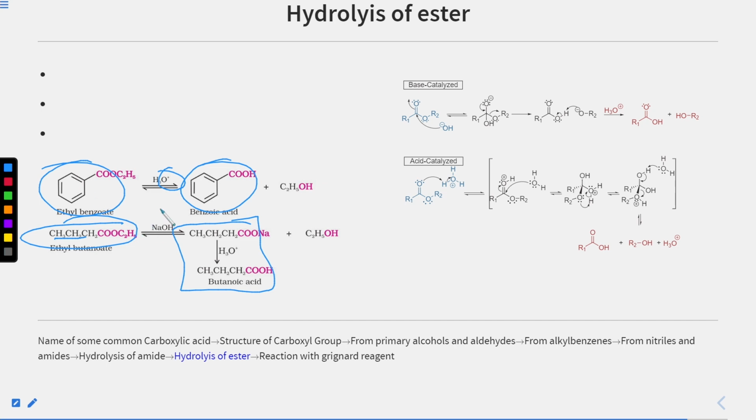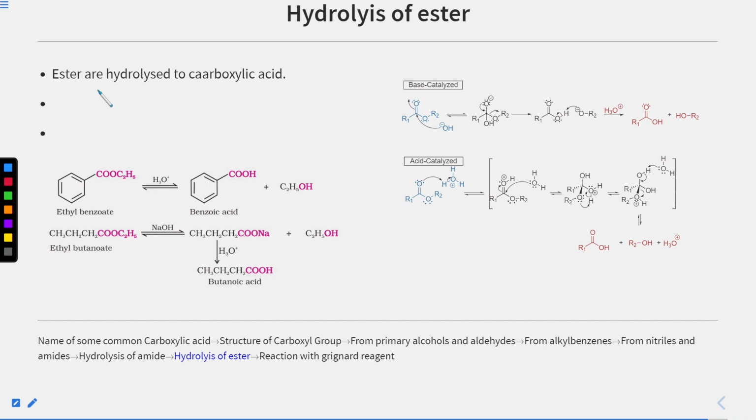So this is an ester. If you don't know, an ester looks like this. It is just a derivative of your carboxylic acid only, where the H has been replaced with another alkyl chain. Let us first start with the base catalyzed reaction. First of all, let us look at the point that esters are hydrolyzed to carboxylic acid in the presence of both acid and base.